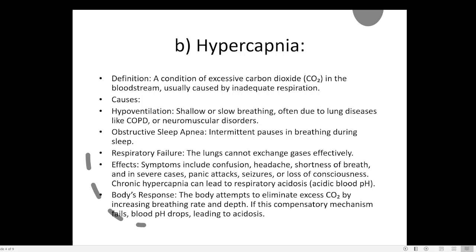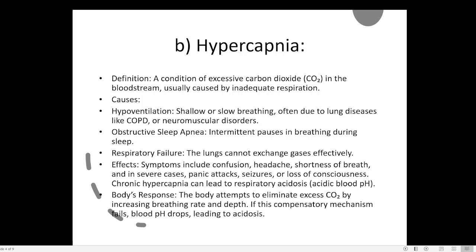The acidic nature of your blood will be increasing because of the formation of carbonic acid by the presence of carbon dioxide. So that is known as acidosis. Then how will the body respond to such a situation? The body attempts to eliminate excess carbon dioxide by increasing the breathing rate.